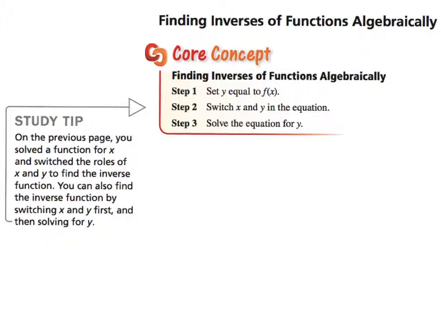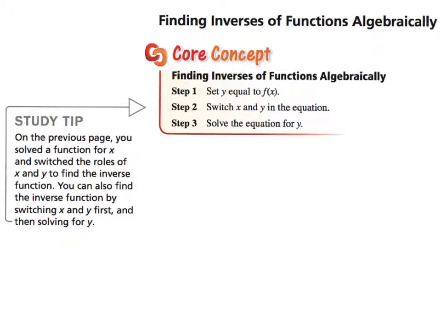So here are your steps to find the inverse functions. You're going to set y equal to f of x, so you're going to plug y in. You're then going to switch the x and y around, and then you're going to solve for y. Note that on the previous page, you solved the function for x, and you switched the roles of x and y to find the inverse function. You can also find the inverse function by switching the x and y first, and then solving for y. So let's do that with example 3.